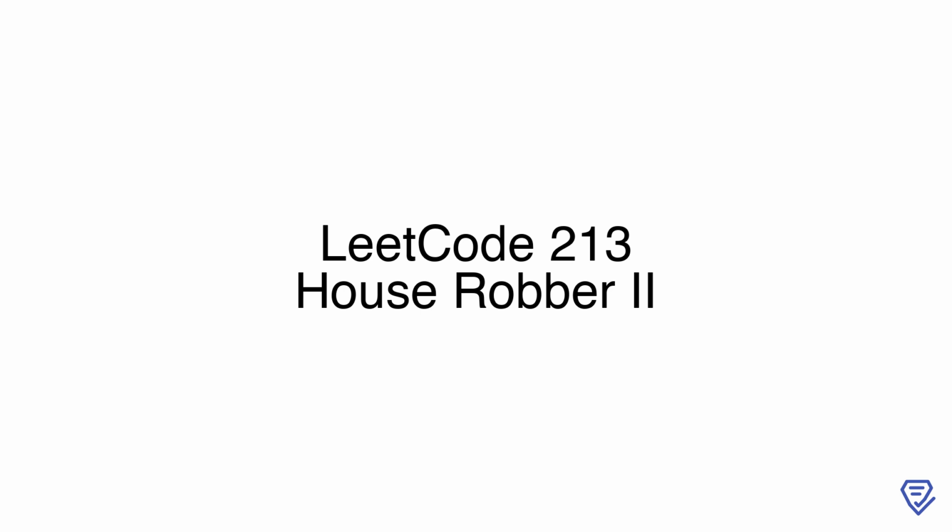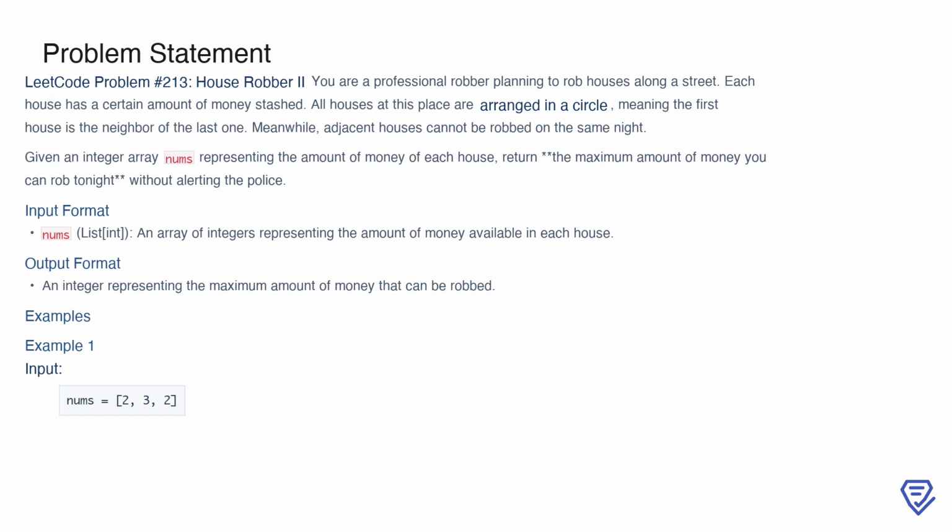Let's get started. In this problem, you are a professional robber planning to steal money from houses arranged in a circle. Each house has a certain amount of money stored, but there's a catch: you cannot rob two adjacent houses on the same night, as it would alert the police. Since the houses form a circular arrangement, the first house is also a neighbor of the last house, making the problem slightly more complex. The goal here is to determine the maximum amount of money you can rob without triggering the alarm. You are given an integer array called nums, where each element represents the money stashed in a house. The output will be a single integer, which is the maximum money you can rob while following the rules.